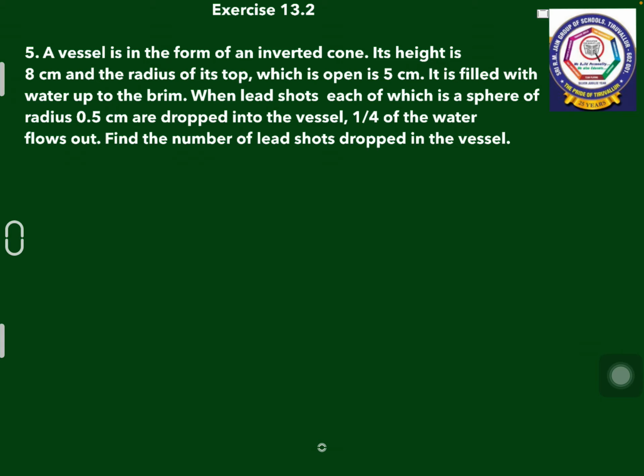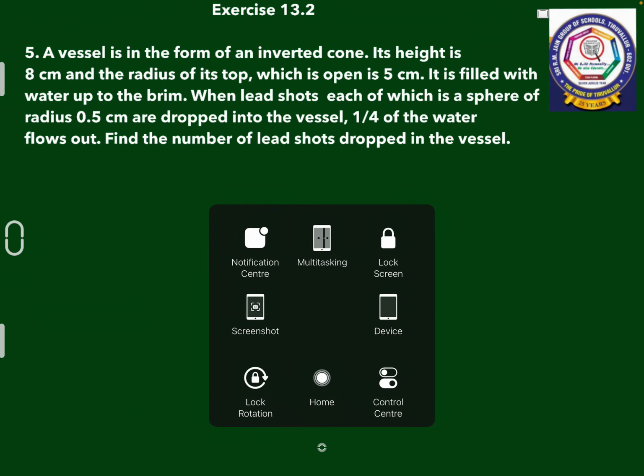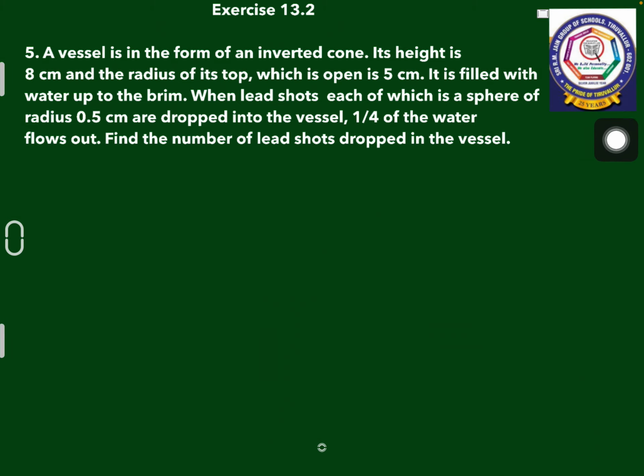So, what is given? The vessel is in the form of an inverted cone. Its height is given as 8 cm and the radius of its top, which is open, is given as 5 cm. It is filled with water up to the brim, which means water is filled up to the top.